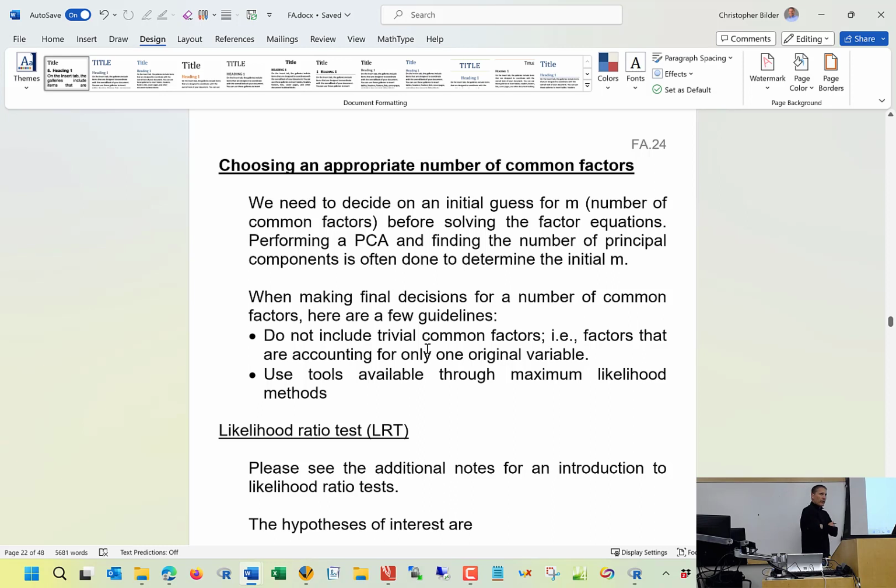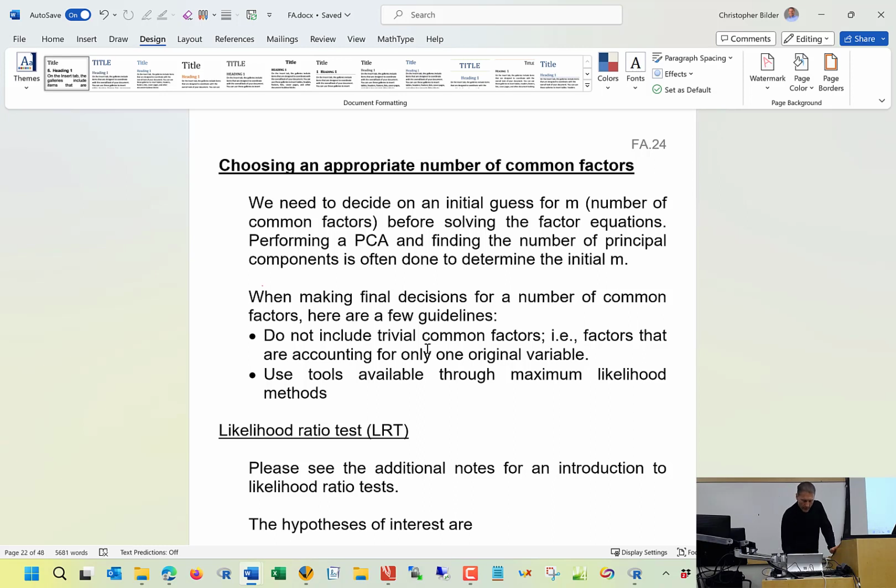So now a new topic with factor analysis. How do we choose the number of common factors? Should I use 1? Should I use 2? Should I use 3? In the goblet example, I said, okay, we're going to use 2 here, but you're going to find out a little bit later on, 2 seems to be okay. And we'll look at that specifically very shortly.